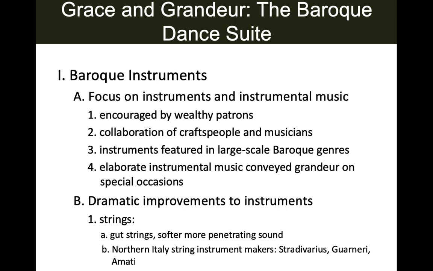So we're going to listen to some of it, and you can see what I'm talking about with the elaborate instrumental music. There were dramatic improvements to instruments. As we know, there was the rebec and other ancestors of the string instrument. So we now have the violin and the cello, or the violoncello, and the viola da gamba, which means to be held between the legs, and so that would be the ancestor of the cello, and the string bass as well as the viola are coming out now.